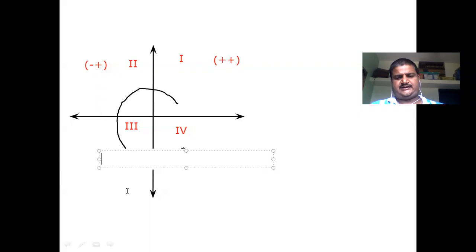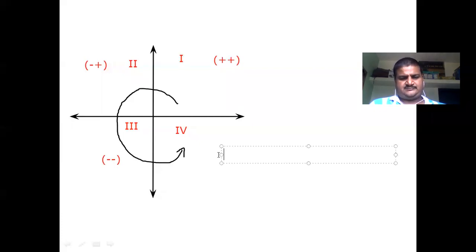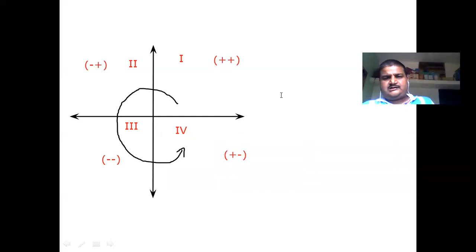In the third quadrant, it is negative, negative. And in the fourth quadrant, it is positive, negative. Positive and negative. These are actually in the mathematical form. The coordinates in a mathematical form we are representing by using this particular sign convention.